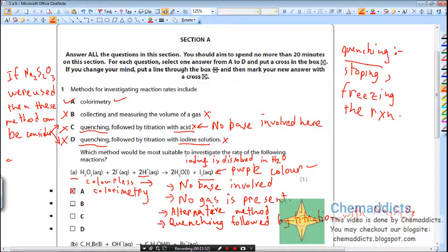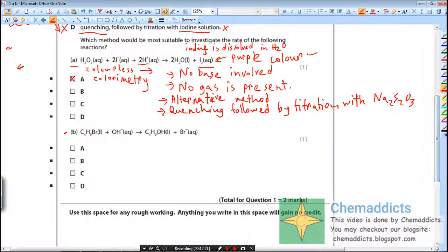Well fellas, that's the end of this tutorial. In the next tutorial we're gonna look at the next equation, that is equation B. Next reaction B, that is over here. In the next tutorial we're gonna discuss and analyze this equation.